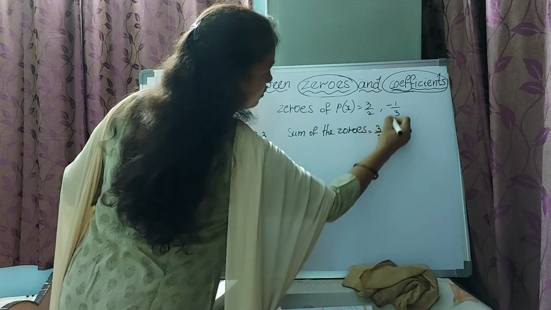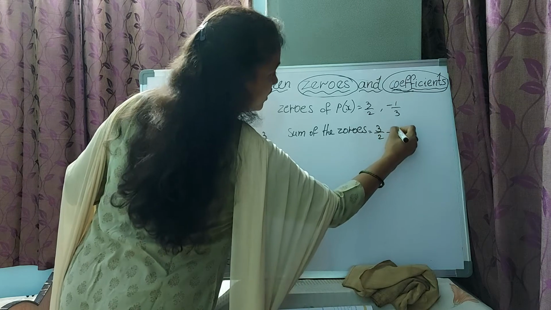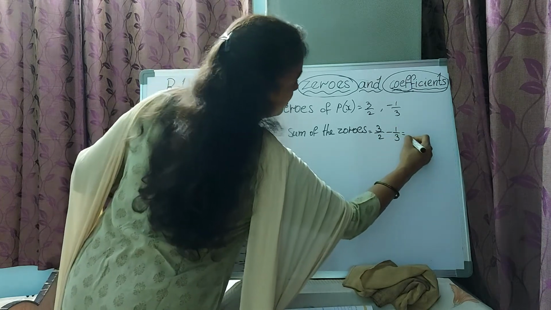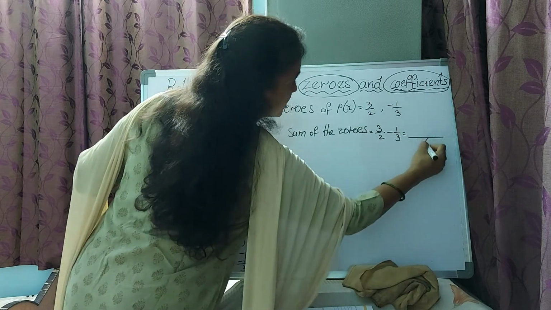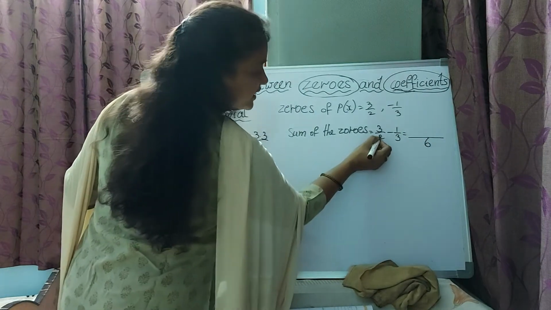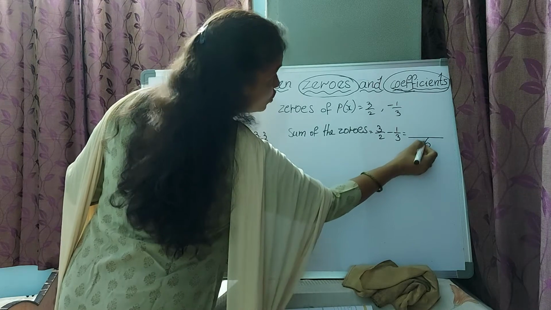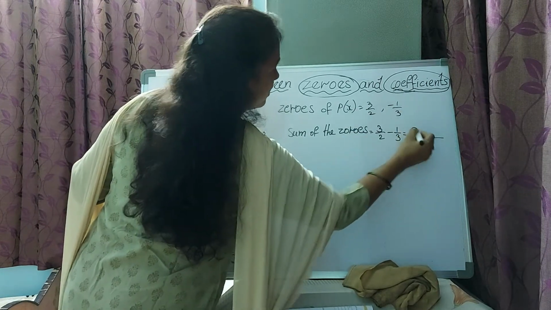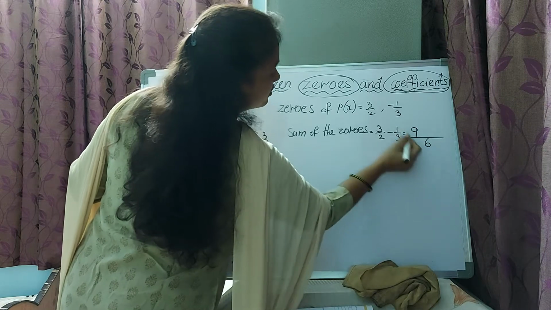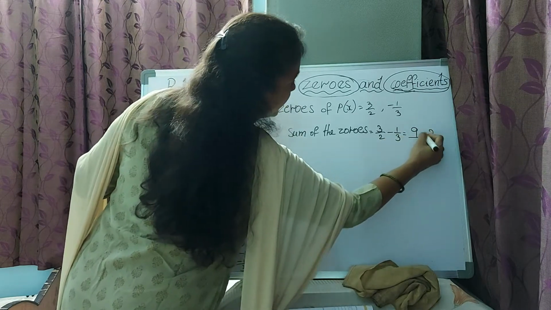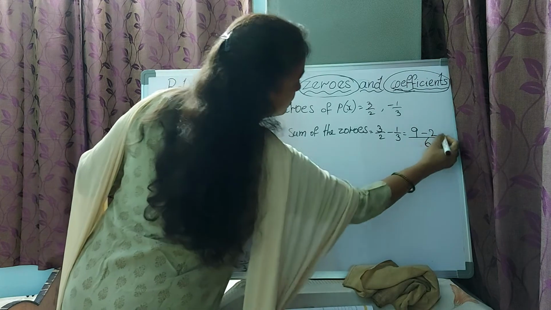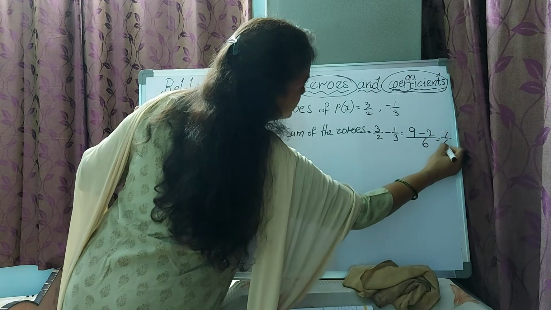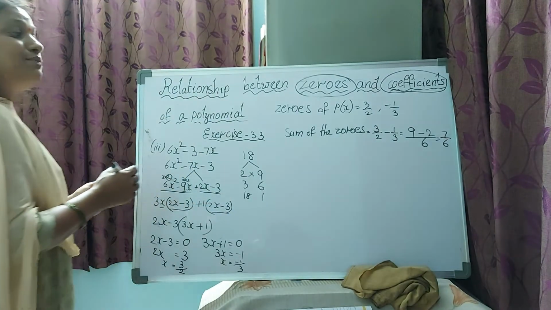3 by 2 plus minus 1 by 3. For 2 and 3, take the LCM. LCM for 2 and 3 is 6. 2 3s are 6. Dividing by 2, 3 3s are 9. Here 3 2s are 6, 2 1s are 2, minus 2. So 9 minus 2 is 7 by 6. That is the sum of the zeros.